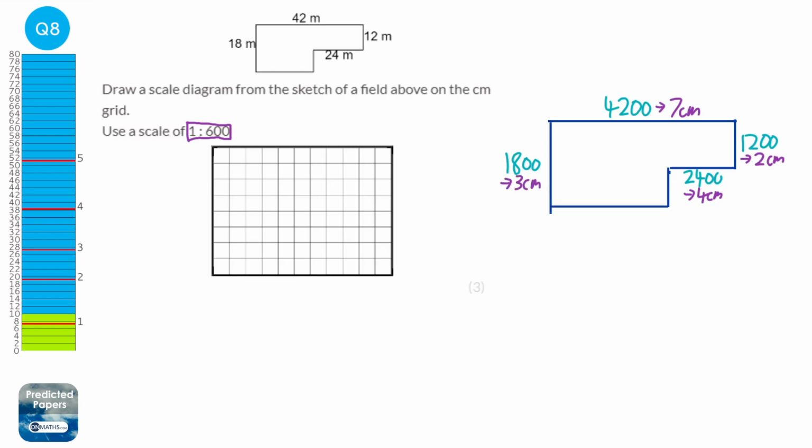We draw it. So we're going to do 7 across. So 1, 2, 3, 4, 5, 6, 7 across there. I'm going to do 2 down. So 1, 2, 4 across. 1, 2, 3, 4. I'm going to do the left hand one first, I think. So we're going to do 3 down here. And then we just join up what's left over. And that's our diagram.